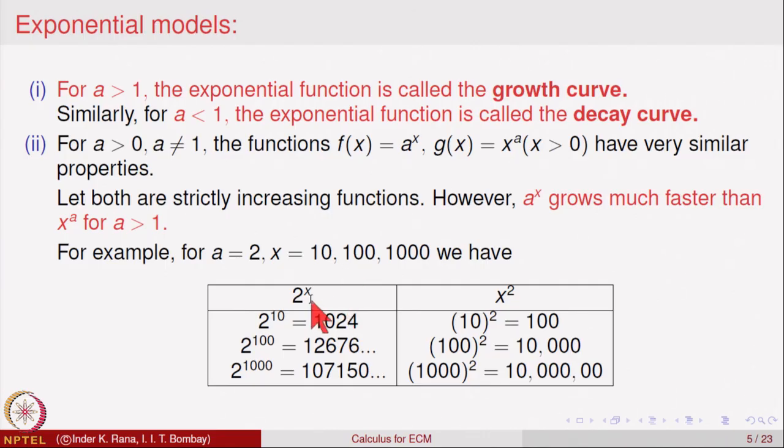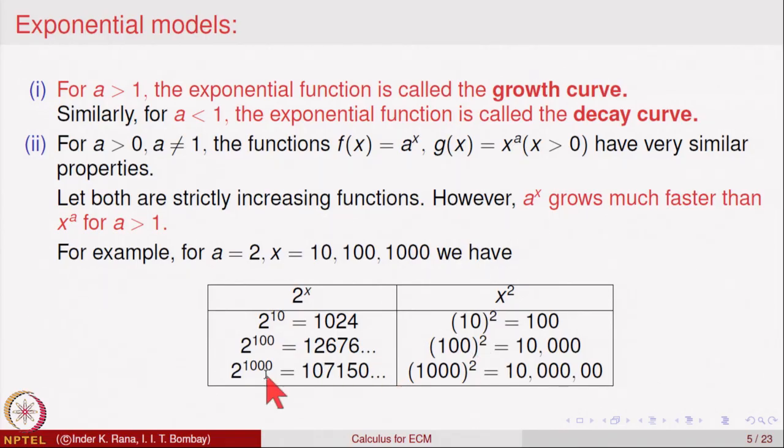So, here are the values of 2 to the power x and x to the power 2. 2 to the power 10, if you compute it, is 1024, and 10 to the power 2 is just 100. So, you can already see the difference appearing for the value x equal to 10. When we take x to be 100, 2 to the power 100 we can compute it is 1.2676 times 10 to the power 30 or so, whereas for 100 to the power 2 it is just 10,000. So, the difference appears even more.